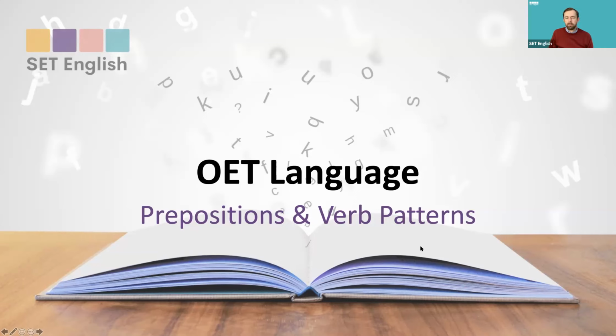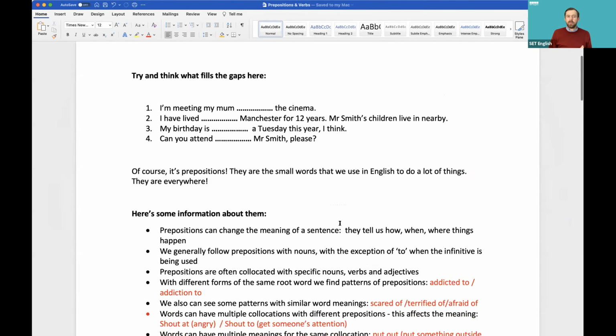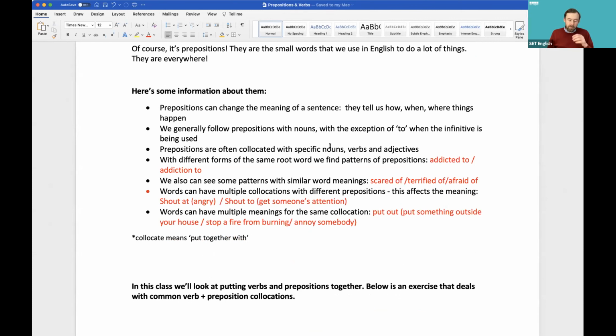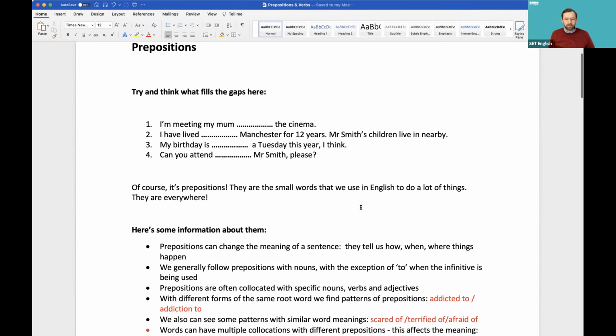Here we are. So if you remember yesterday, we introduced prepositions. Prepositions are these small words in English. They tell us how or when or even where things happen. Generally, they're followed by nouns. Okay, so we've got loads of information here on the study document.